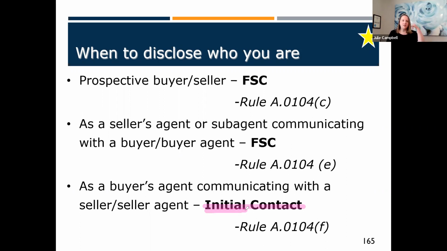If I called you and said buyer's agent, comma, Julie Campbell, you'd be like, so I think it's okay to give your name first, but then you need to say, I'm working with a buyer. So this idea of initial contact is when we've already been hired as a buyer's agent and we're reaching out to a seller or a seller's agent on their behalf. Questions?